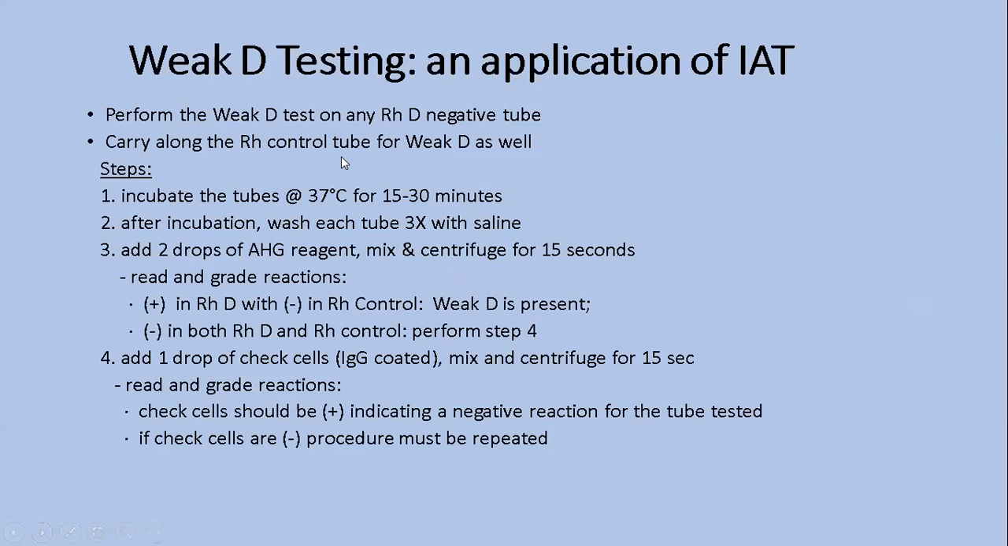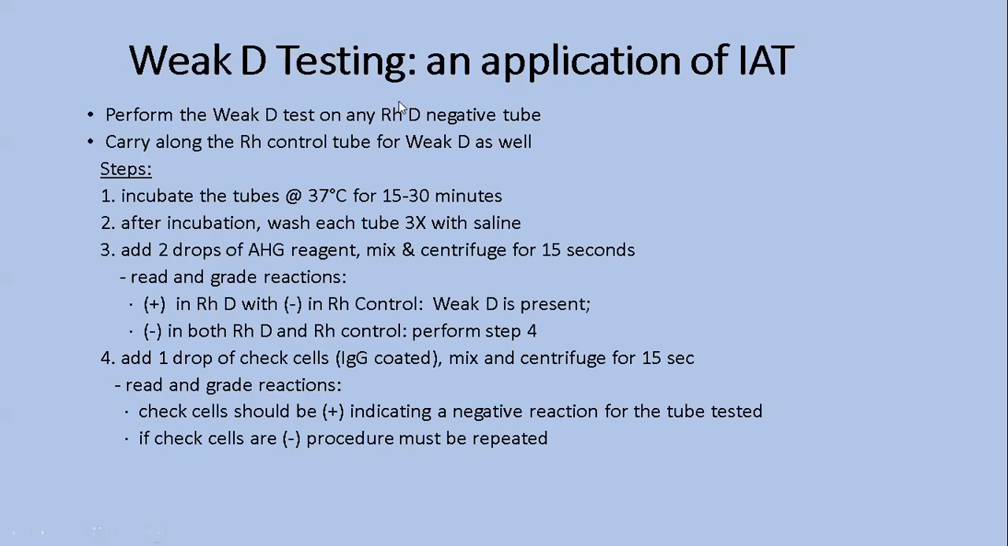So let's move on now and talk a little bit more about weak D testing. Weak D testing is an application of the indirect antiglobulin test. Basically, we perform the weak D test on any patient who has an initial negative with that RHD tube. If we are testing the RH control tube with that patient, we carry the RH control tube along with the weak D test as well. So we're going to take both the negative RHD tube and its corresponding RH control tube and carry them both through the steps.